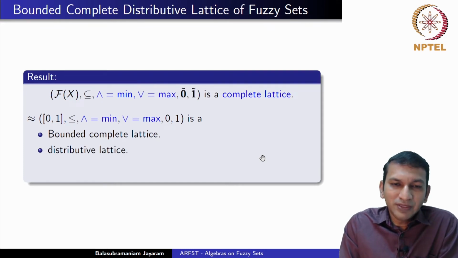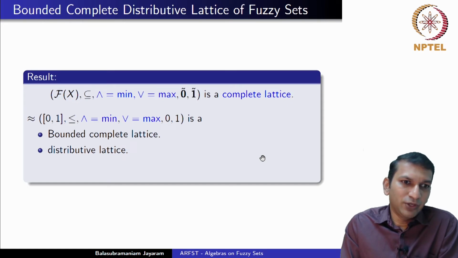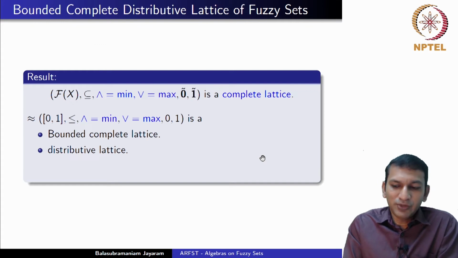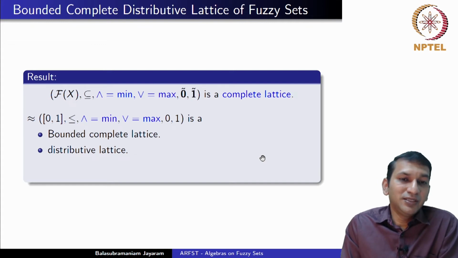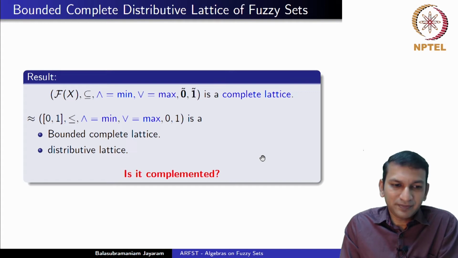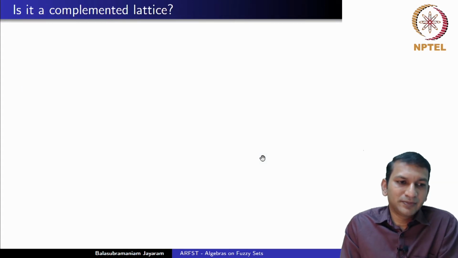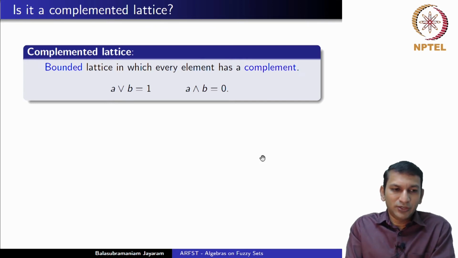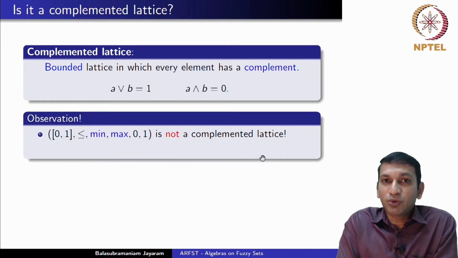Now, what prevents this from becoming a Boolean algebra? We know a Boolean algebra is a complemented distributive lattice. So we have a bounded distributive lattice. The only question that we need to ask ourselves is: is this structure also complemented? Let's look at this. Now, what is a complemented lattice? A bounded lattice in which every element A has a complement B, which means satisfies these two identities. Now, this is what we actually observe.